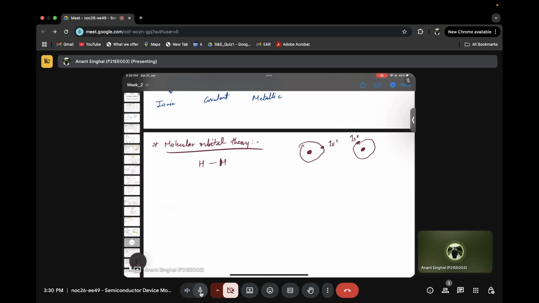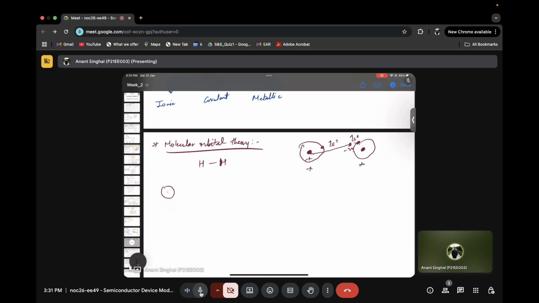Now there are two things. One is the attraction of this positively charged nucleus to this electron, because this is positive and this is negative. And one is the repulsion of the two nuclei. Positive and positive will repel, and positive and negative will attract. So there are two different criteria.